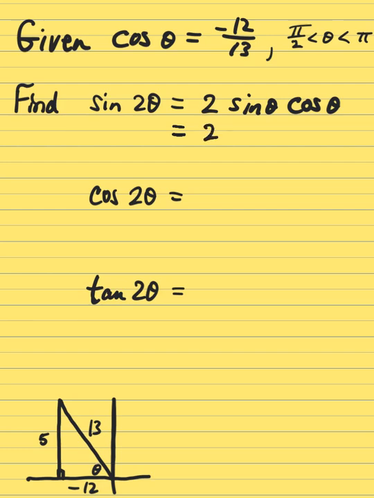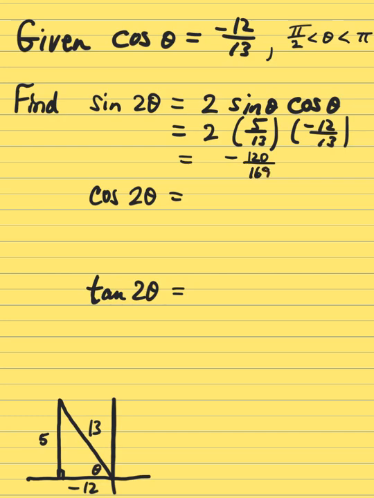The sine is the y direction over the hypotenuse, or opposite over hypotenuse, however you want to think about it. That is 5/13. And that's from that diagram at the bottom left of the page. Cosine was given. Multiplying out, that is negative 120. 2 times 5 times negative 12 over 13 times 13 is 169.